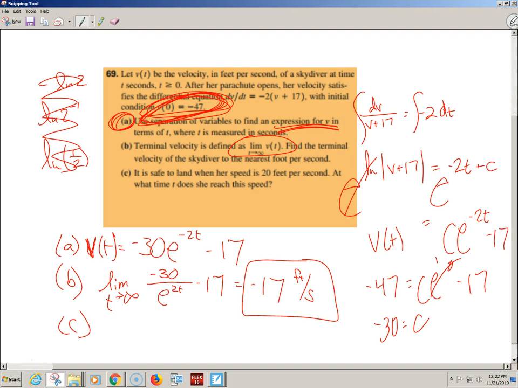It is safe to land when her speed is, so it could be negative because she's coming down, negative velocity is 20 feet per second. At what time does she reach this speed? Plug it in. So I could plug in negative 20 into my velocity equation, which is, up here, negative 30.